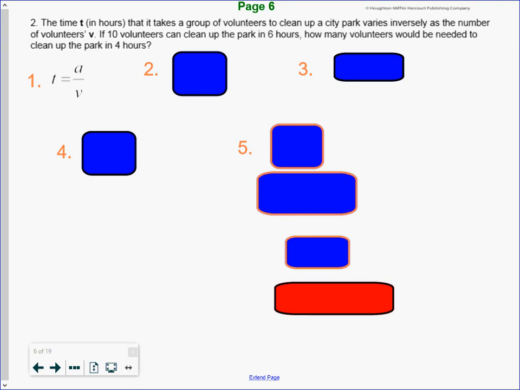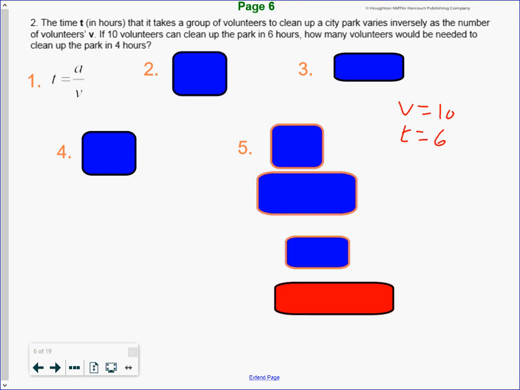I still need to solve for A. I need to solve my constant of variation, or my constant term in this problem. And I do that when they give me a scenario. And that next sentence, it tells me if 10 volunteers could clean up the park in 6 hours, how many volunteers would be needed to clean up the park in 4 hours? So that sentence right there tells me if V is 10, then T is going to be 6.